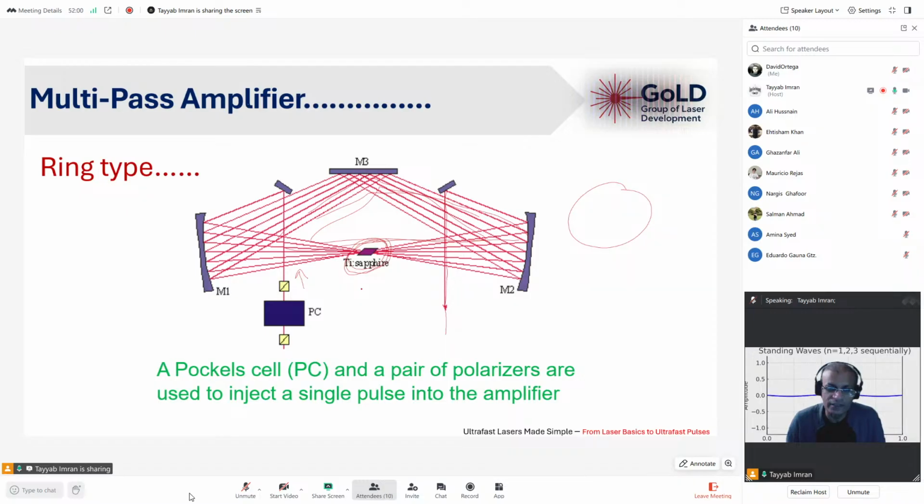Usually the crystal is not very big, it's a very small size. And it's very critical to make all the passes go through a very narrow area. Maybe in your mind, you may think, what is this Pockels cell? After the oscillator, the Pockels cell is used to select the pulses.